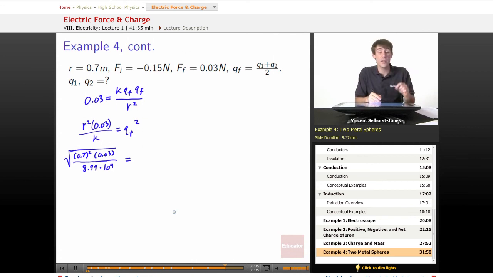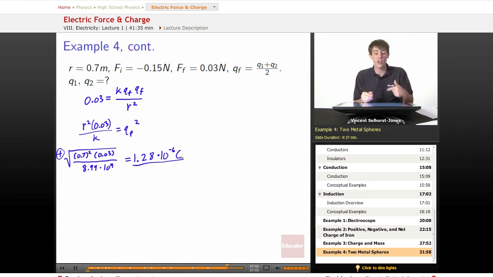Solve that out, and notice that since we took the square root of both sides, we could actually have plus or minus, but we know for sure already this has to be a positive number because we were told that at the end the charges were positive on each sphere, right? So we know that Q final has to wind up being positive. So we've got 1.28 times 10 to the negative 6th coulombs. So that's what the final charge is.